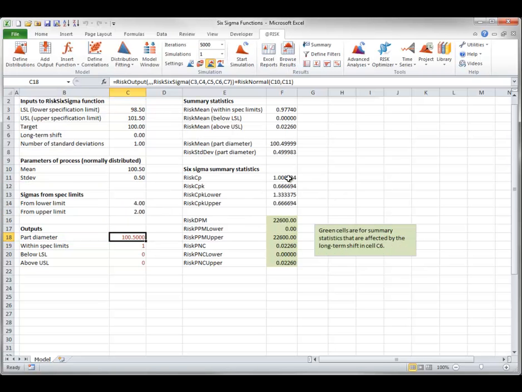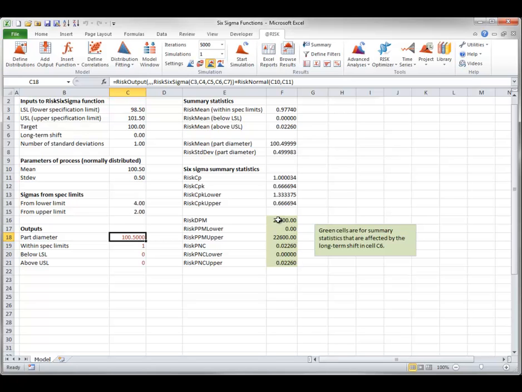Now CP isn't relevant because the mean is off target. The relevant index is CPK, which is based on the distance from the mean to USL, the closest spec limit. And it is well below 1. Now the bad parts, and there are a lot of them, are on the high side.